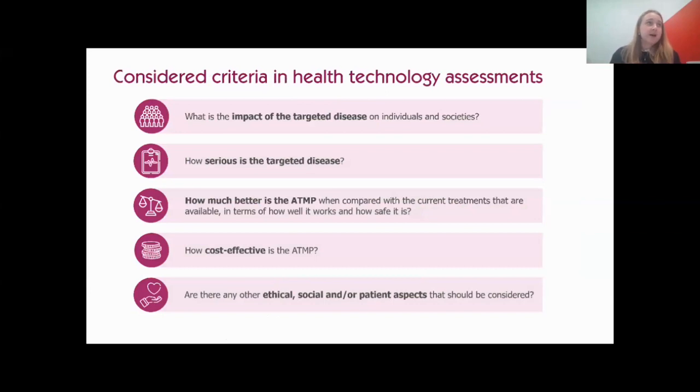So there are several criteria considered in health technology assessments. The first is, what is the impact of the targeted disease on individuals and societies? In other words, how much of an unmet need is there? For example, if there's no therapy available for a certain condition, it might have a greater impact on patients, societies, and the patient community than one that has several treatment options that are all safe, effective, and affordable.